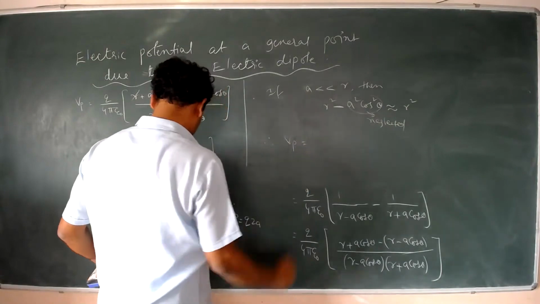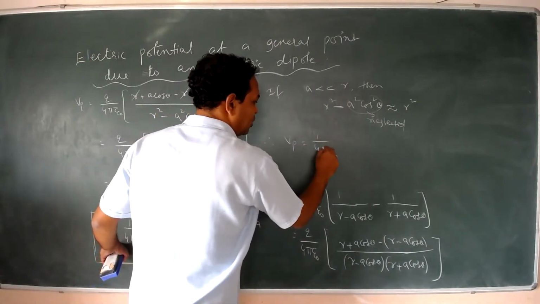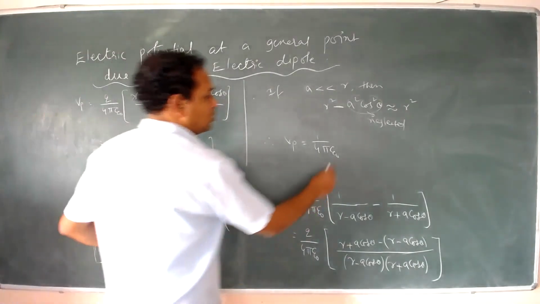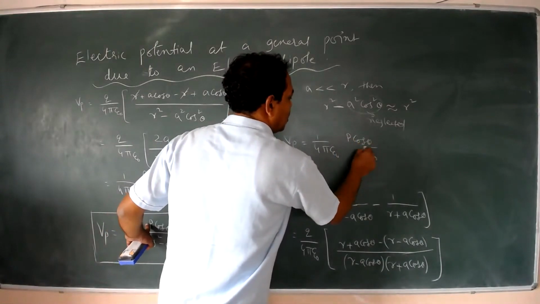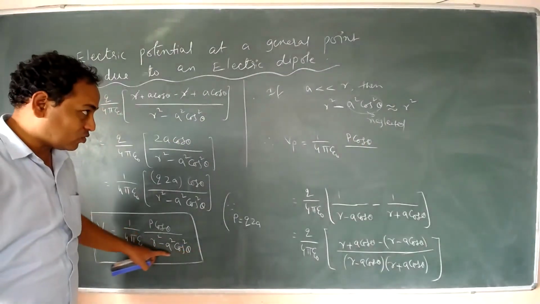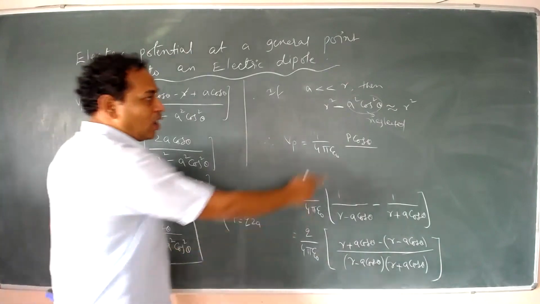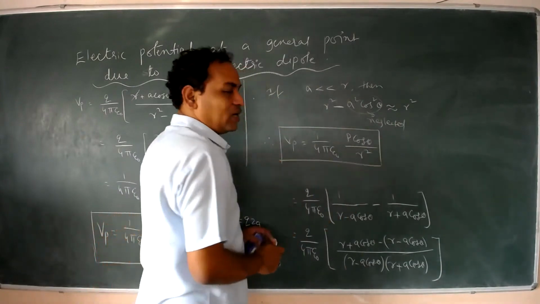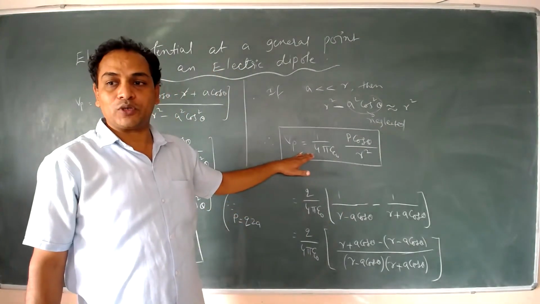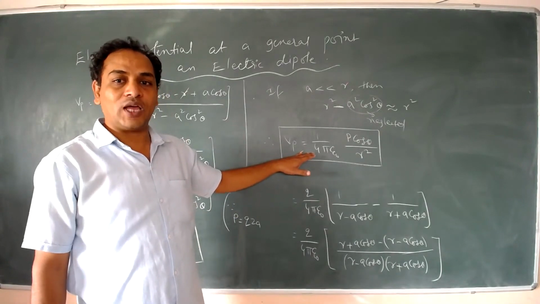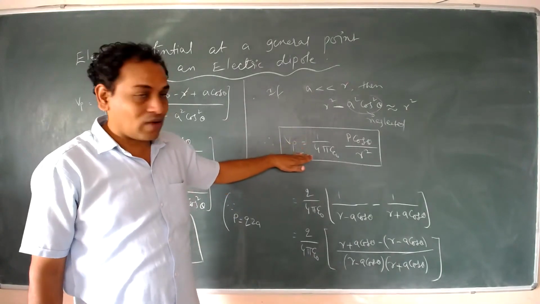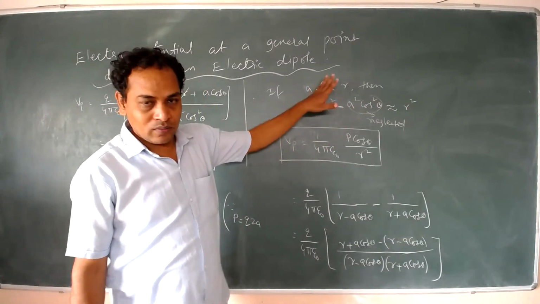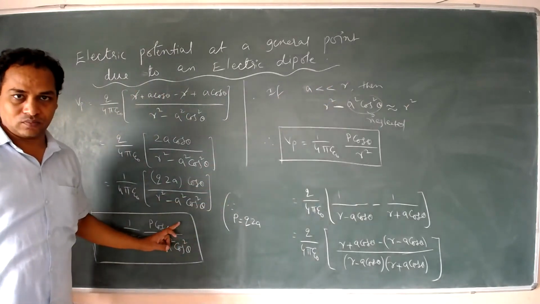Vp is equal to 1 by 4 pi epsilon naught into P cos theta divided by, this entire thing can be written as only R square. So this is the final expression for electric potential at a point due to an electric dipole at a general point. This is valid if the dipole length is very small. If these two are comparable, then we have to use the earlier formula in a problem.